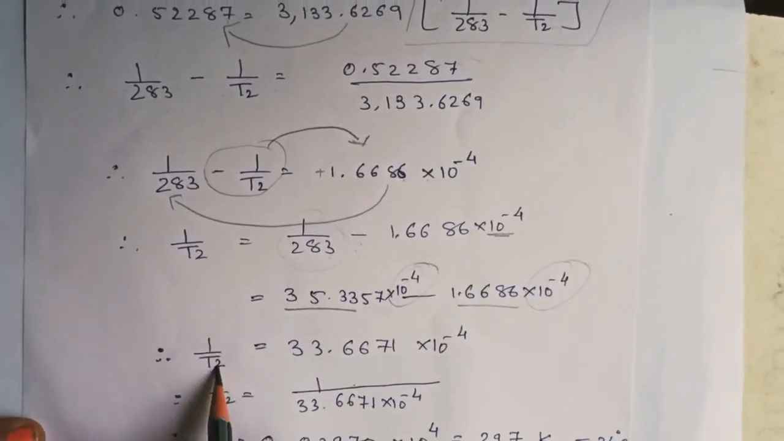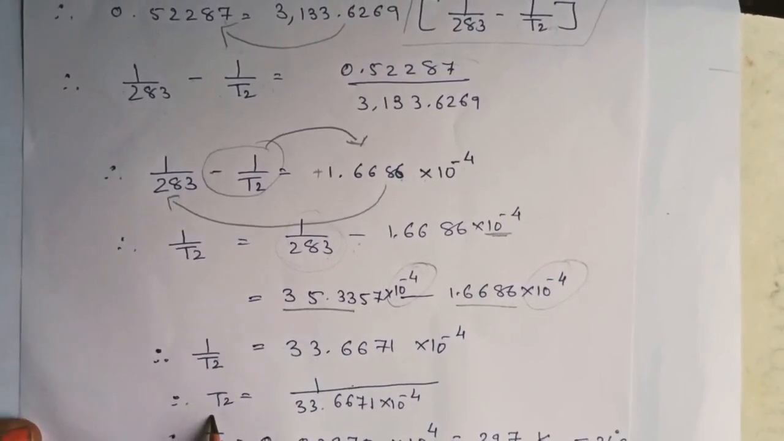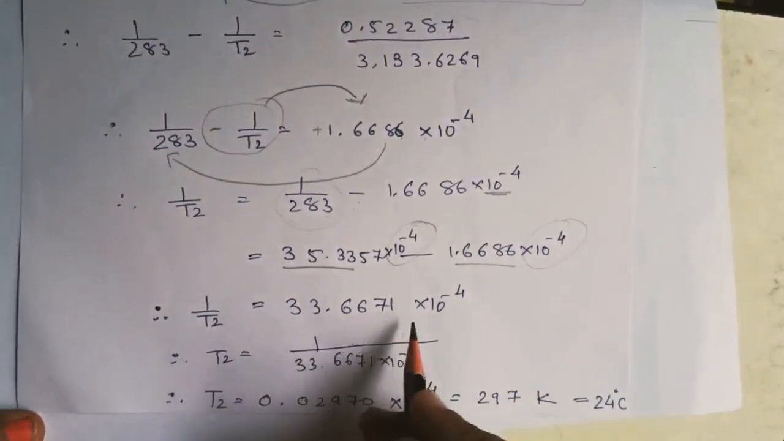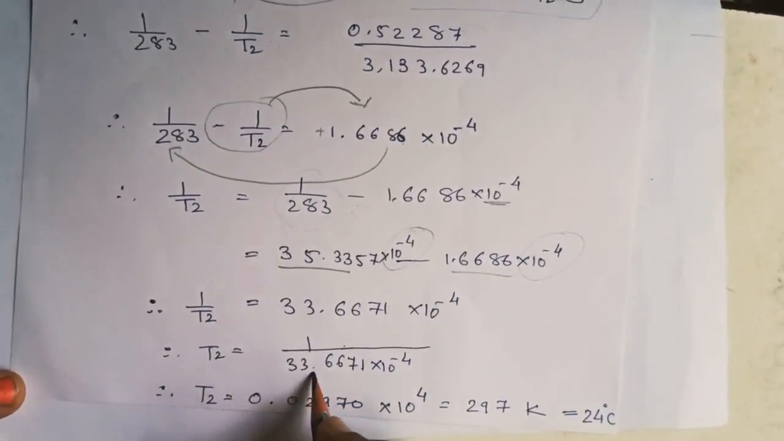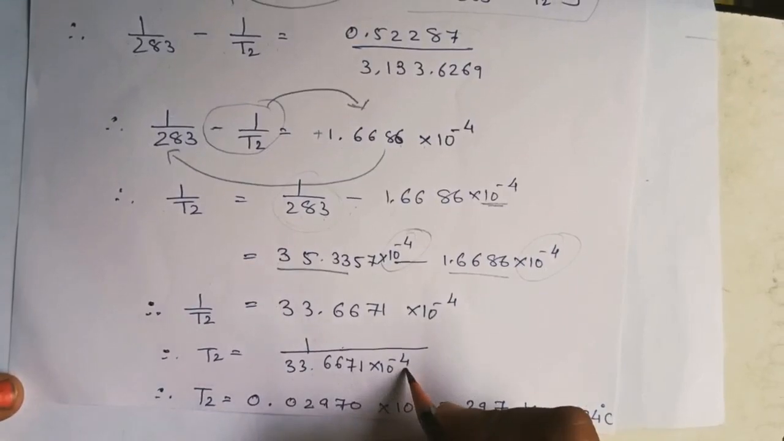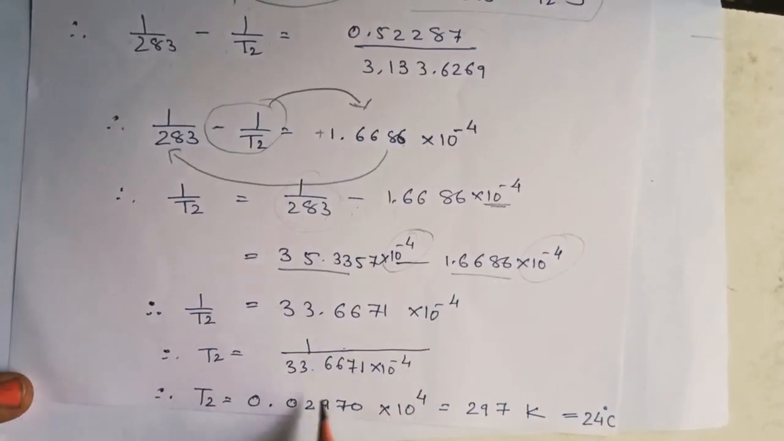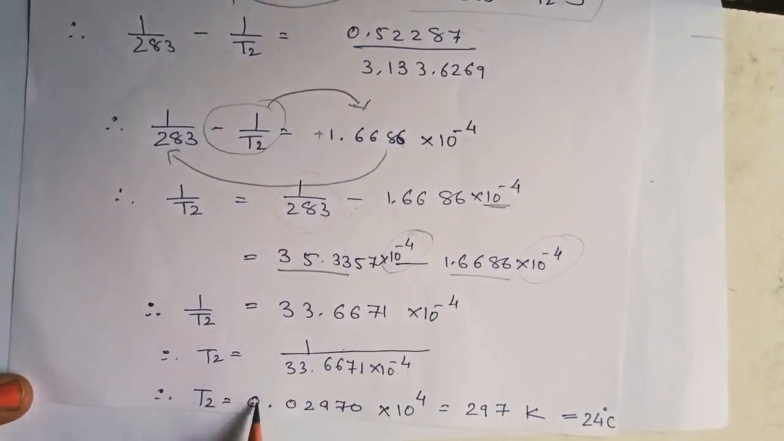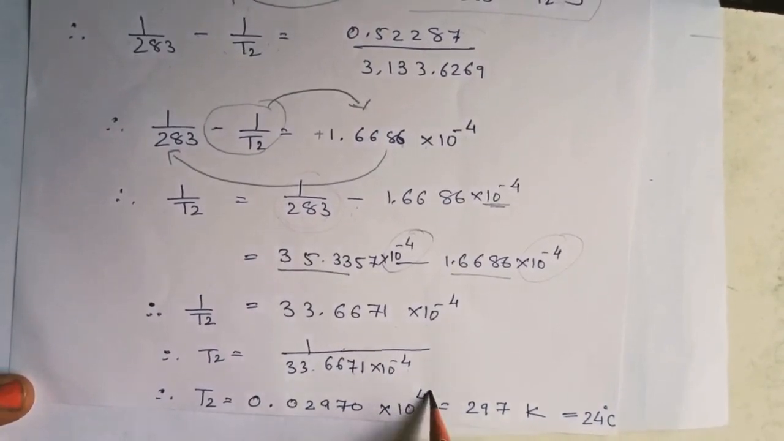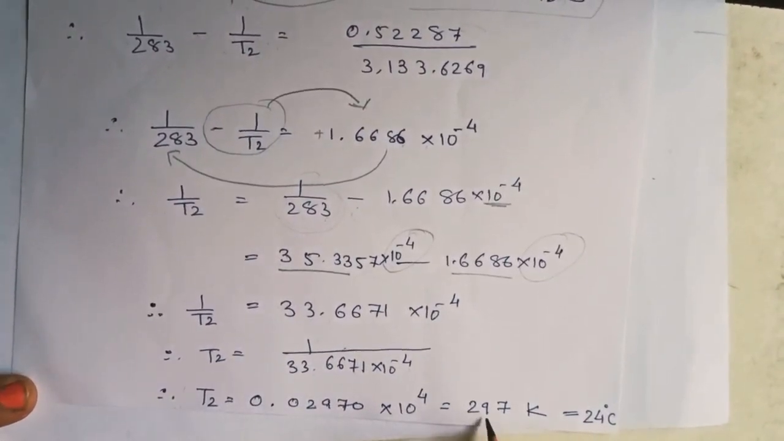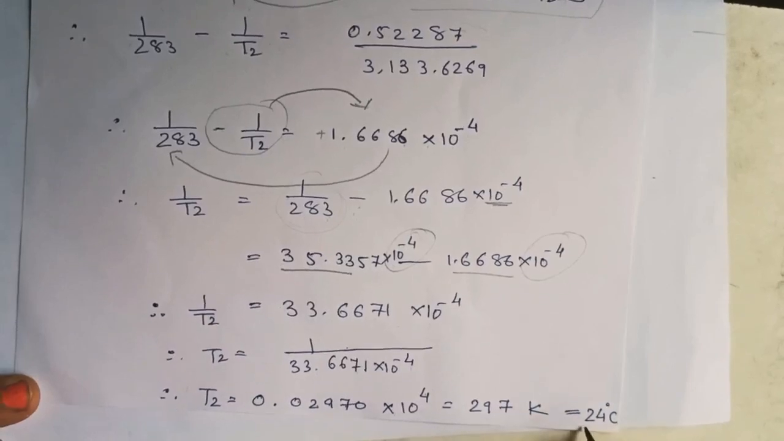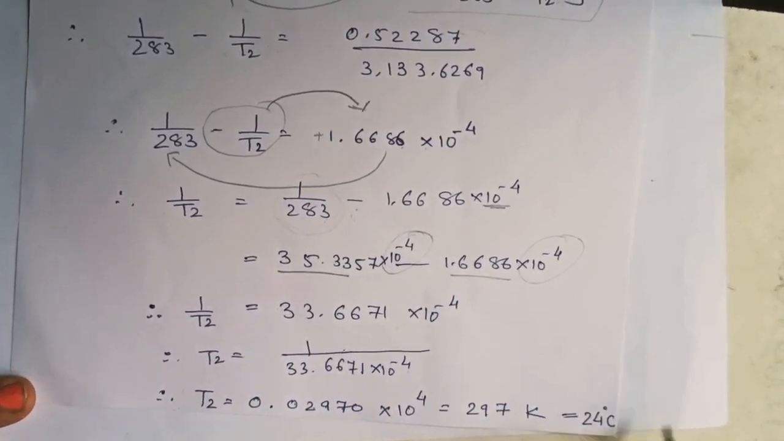This is for the 1 by T2. Now we want the answer for T2, so we take the reciprocal. We will get 1 by 33.6671 into 10 to the power minus 4. And for this term, if we simplify that, we will get 0.0297 into 10 to the power 4. So the temperature will be 297 Kelvin, or if you convert that to Celsius, you will get 24 Celsius, right?